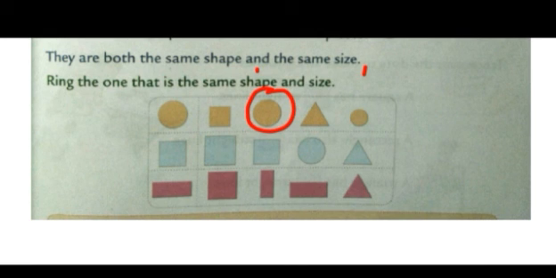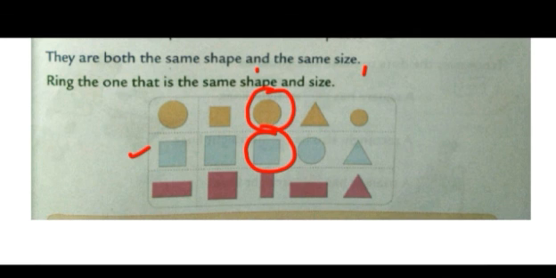Now see the next one. This is a picture of a square. Which shape is of the same shape and same size? Two pictures are of square. One is bigger, one is smaller. The second one is exactly the same size. So we will circle it.